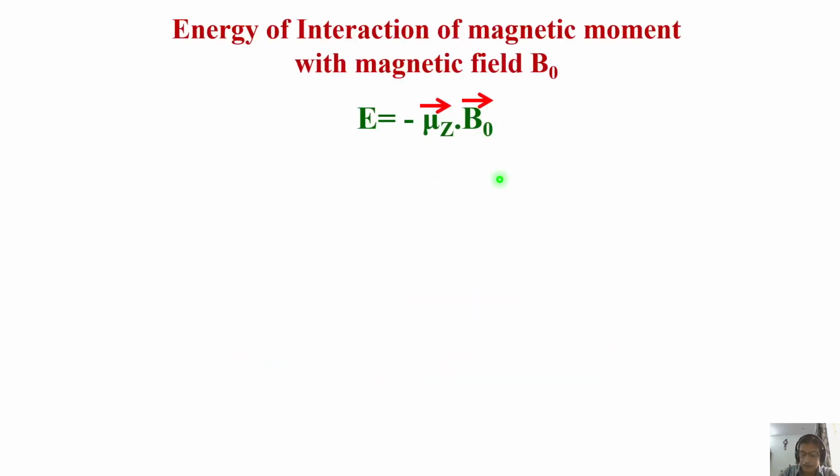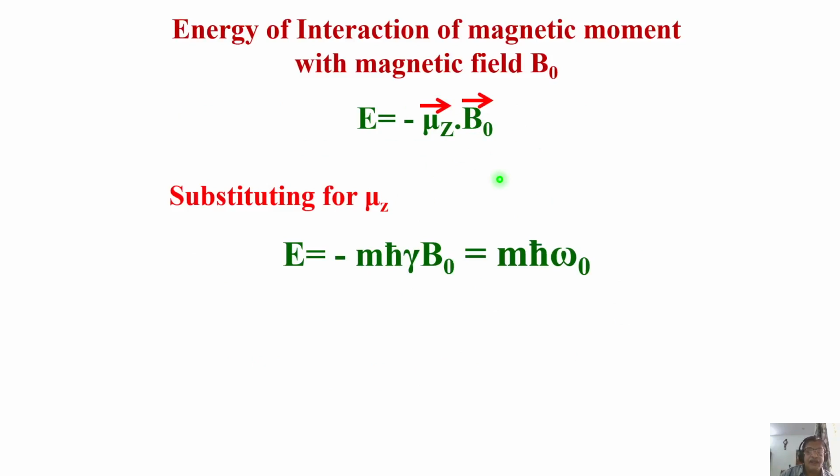Now, in this interaction, we know what mu z is. Substitute mu z, which we know: mu is equal to gamma into m into h cross. That is now well known. I showed you in one of the slides in the previous classes. Substitute for mu z. This becomes minus m h cross B naught. I'm considering this as only B naught, but it should be Bz, doesn't matter. B naught is assumed to be along the z axis.